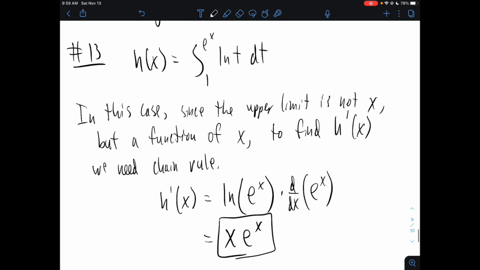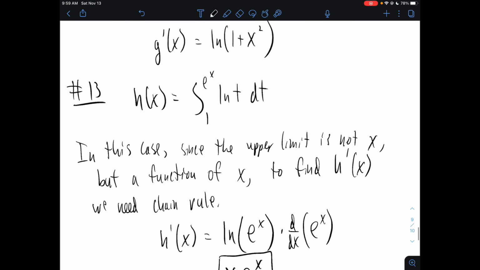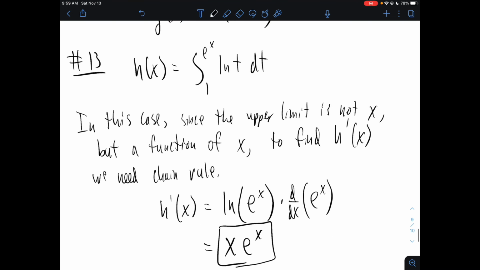If you have an upper limit of your integral that is not just the variable x, but a function of x, you have to evaluate f at that upper limit and then also take the derivative of that upper limit.